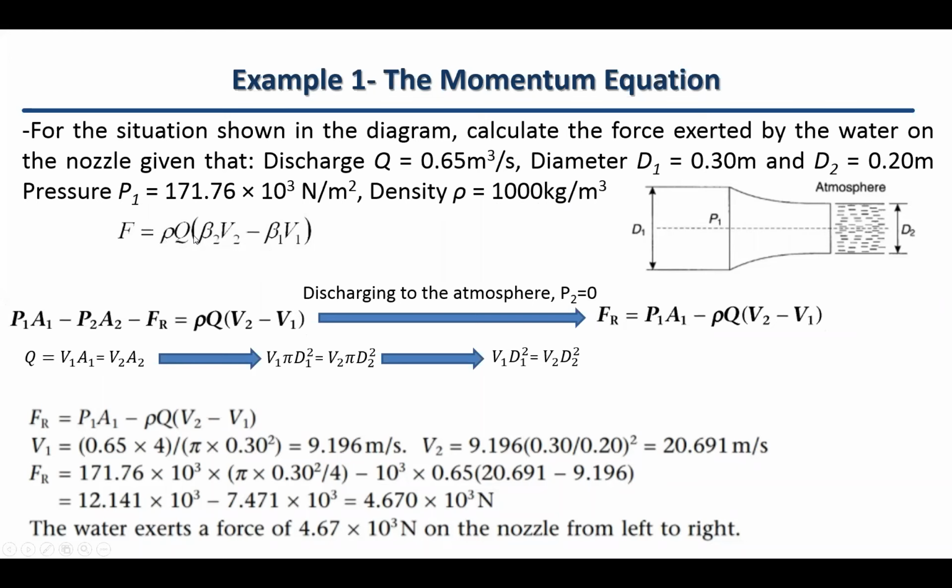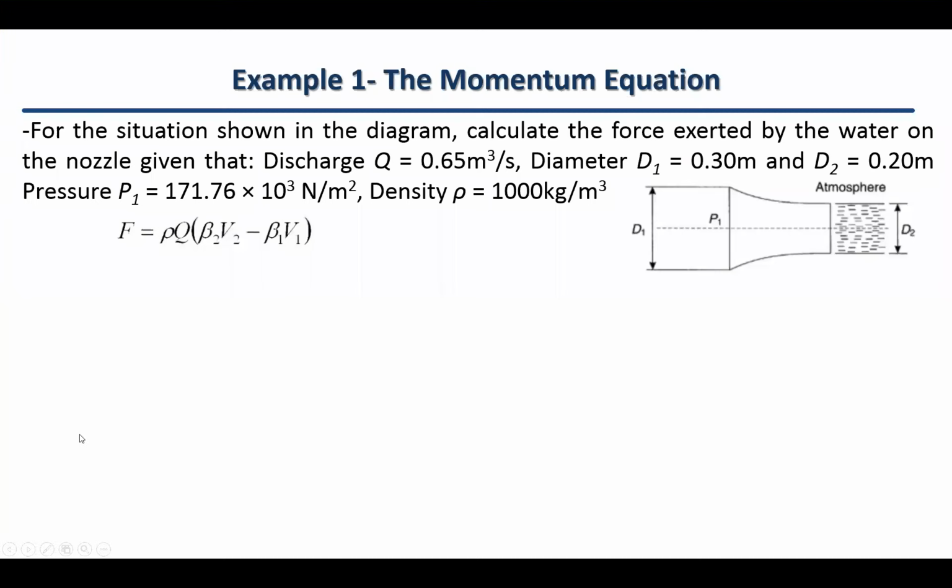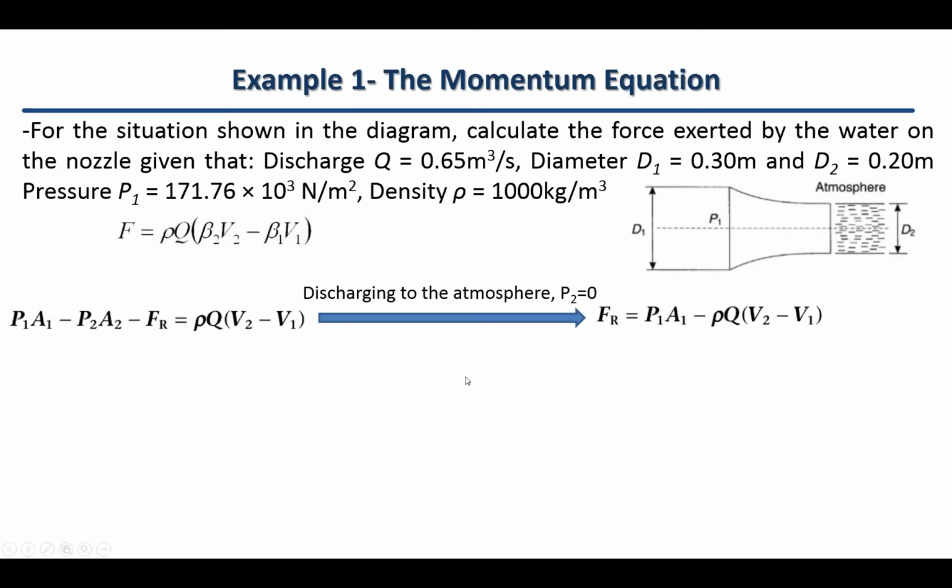So we have equations like this one, as you know. We have the momentum equation. From the previous slide, remember we have this general equation for the momentum. Then we simplify it to this one because the atmospheric pressure for P2 is 0, and FR can be calculated by using this formula. The other formula is the continuity equation, for the entrance and for the exit point. We can write V1 A1 is equal to V2 A2.